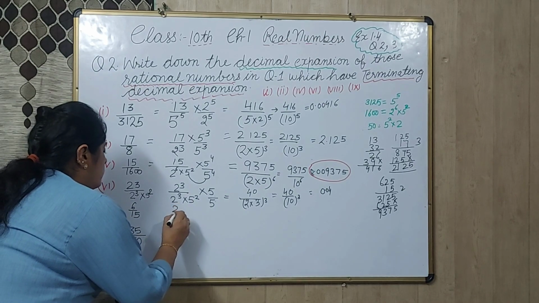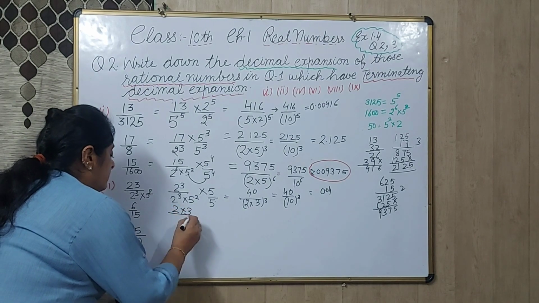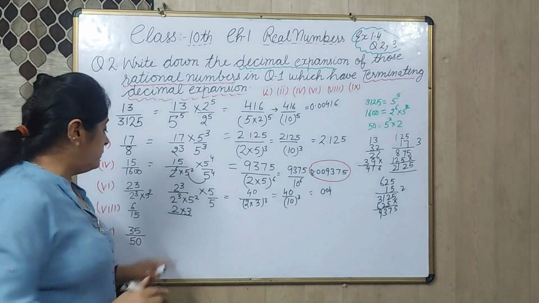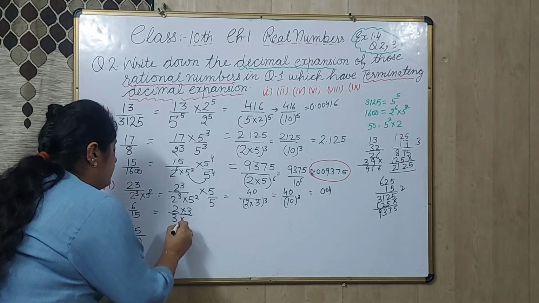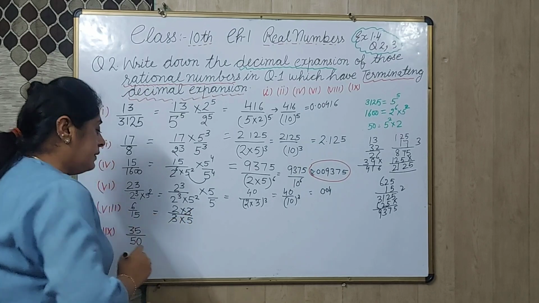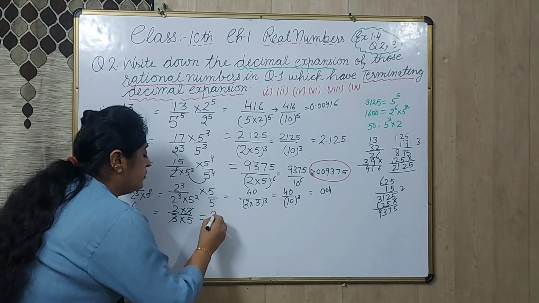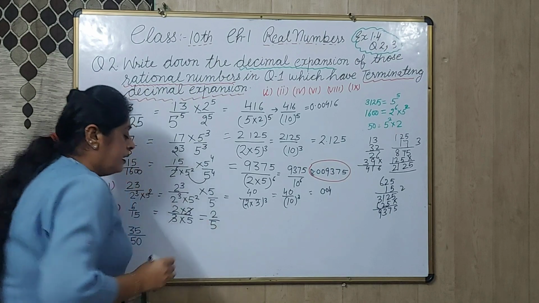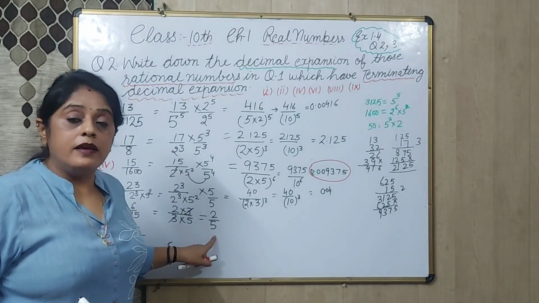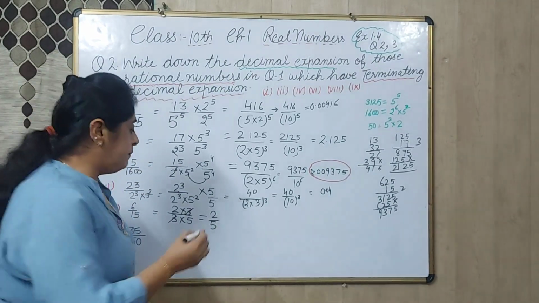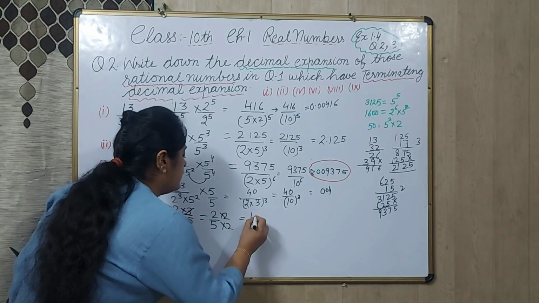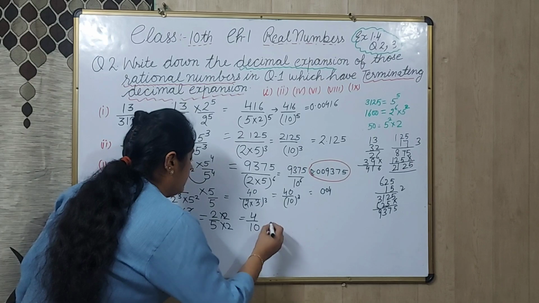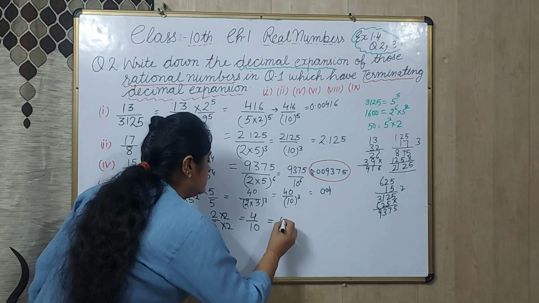Now 6. You can write the prime factor of 6 as 2 multiply 3, okay. And there, 3 multiply 5. 3 and 3 will be cancelled. You will get 2 by 5. 5 is single here. I want to make it 10. Multiply by 2 here and multiply by 2 here. You will get 4 by 10 and convert into 0.4.